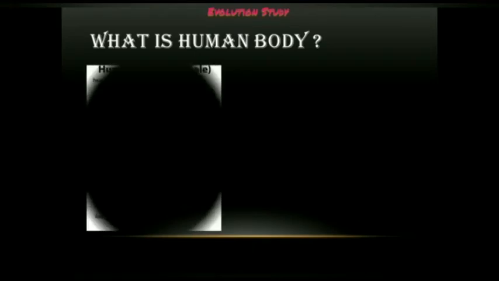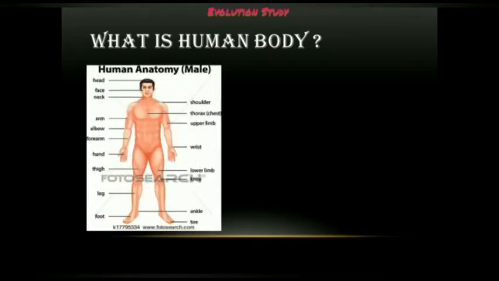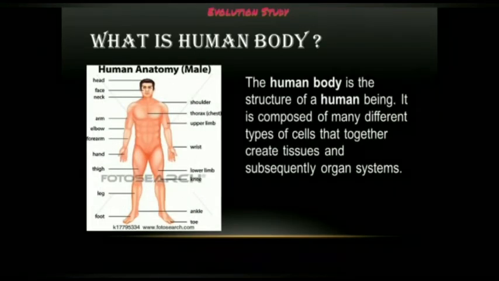Now, what is the human body? The human body is the structure of a human being. It is composed of many different types of cells that together create the tissues and subsequently the organ systems. You can see a picture of the human anatomy given here on the left hand side of the PPT.